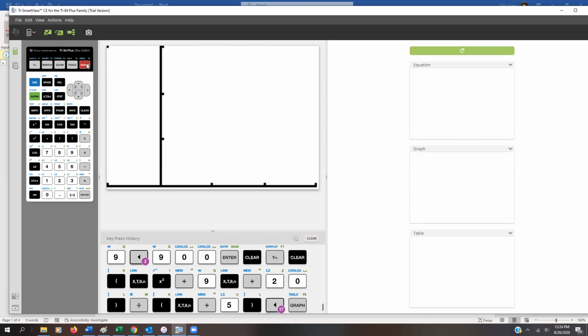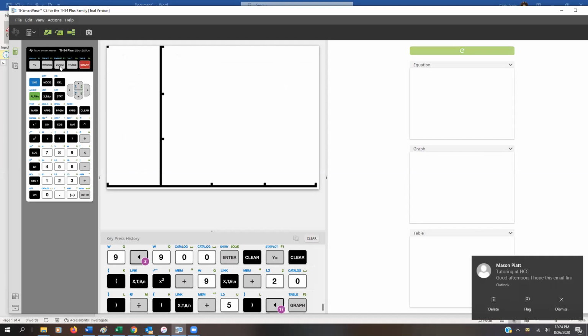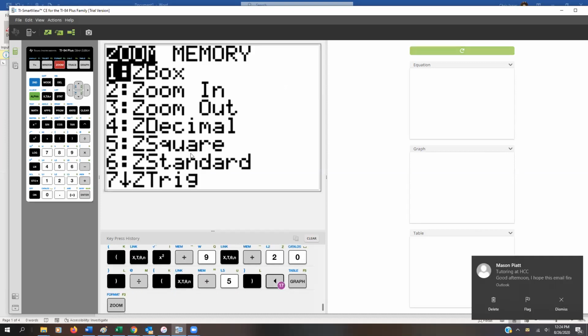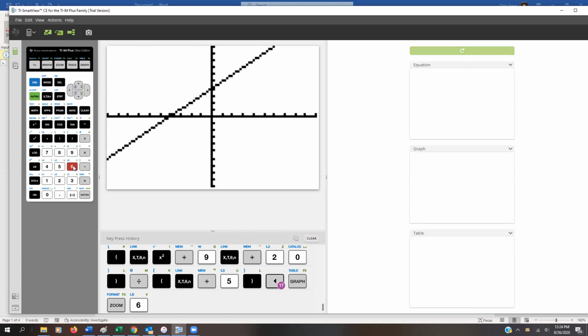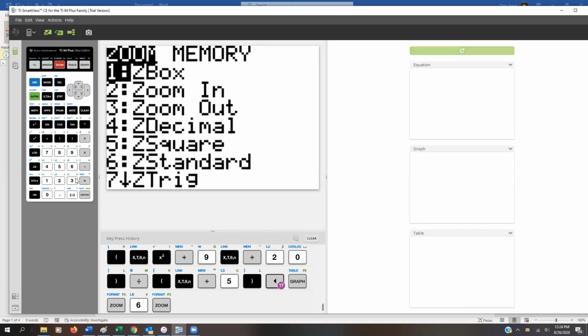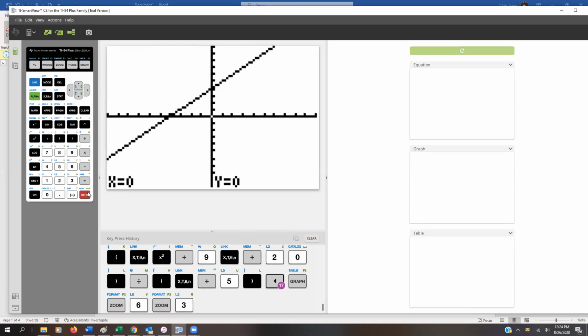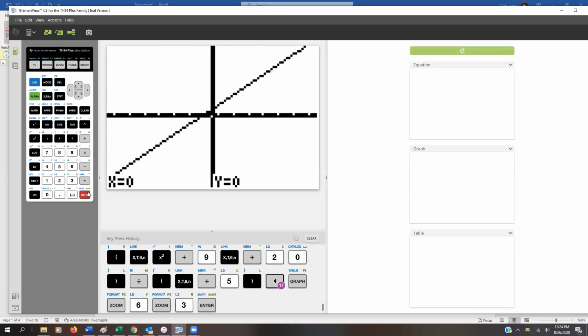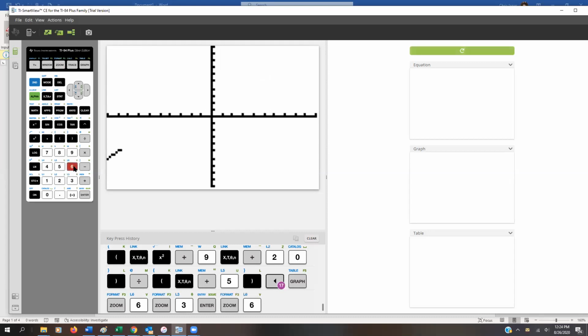Let's graph it. And we're going to resize the window. So we're going to hit zoom, and we're going to do ZStandard. Okay, so 6. Oh, well, that's clearly not a quadratic. And even if I zoomed out, so zoom 3 and then enter, we get a linear function. Why do we get a linear function? Because remember, when we simplified it, we ended up with a linear function. So I'm going to go back to the standard, Z6, and then I'm going to trace it.